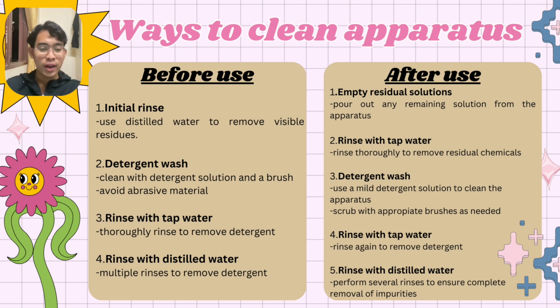After use: first, empty residual solution. Pour out any remaining solution from the apparatus. Second, rinse with tap water. Rinse thoroughly to remove residual chemical. Third, detergent wash. Use a mild detergent solution to clean the apparatus. Scrub with an appropriate brush as needed. Fourth, rinse with tap water. Rinse again to remove detergent. Fifth, rinse with distilled water. Perform several rinses to ensure complete removal of impurities.